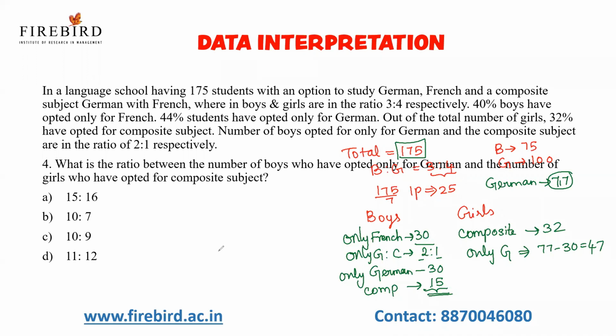What is the ratio between the number of boys who have opted only for German and the number of girls who have opted for the composite subject? The number of boys who have opted only for German, 30. And the number of girls who have opted for the composite subject, 32. If you see from this data, you can answer easily. So 15:16 is the ratio. So option A is your answer.